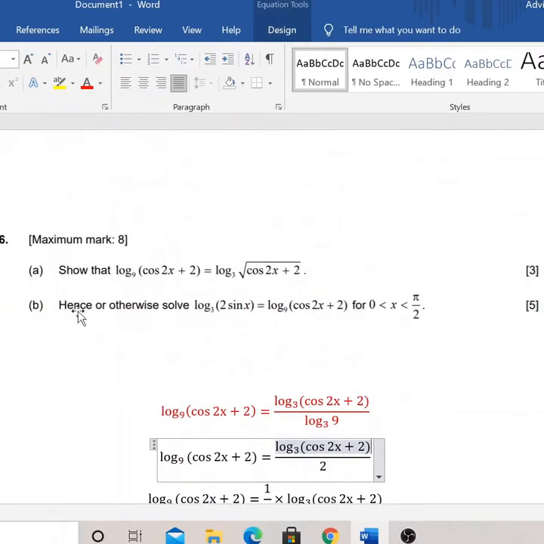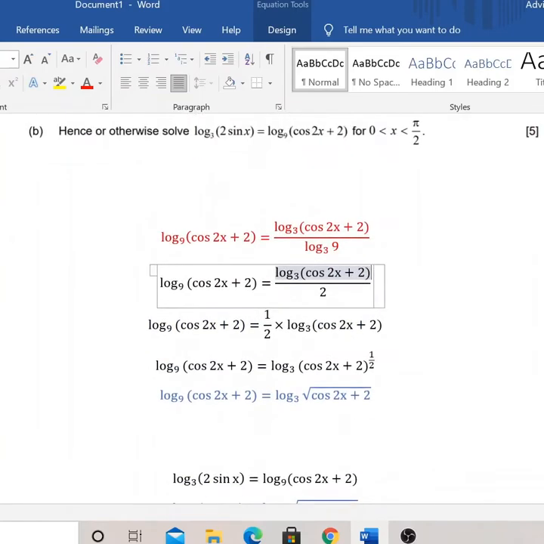So part B, answer otherwise: solve log base 3 of 2 sin x is equal to log base 9 of cos 2x plus 2, for 0 less than x less than pi by 2. Okay, so when you have answer otherwise, you can really do this question however you want to, but it's always easier to look at the hence part and use the answer from part A to solve part B.